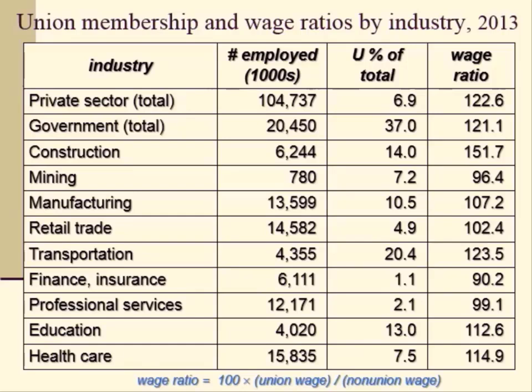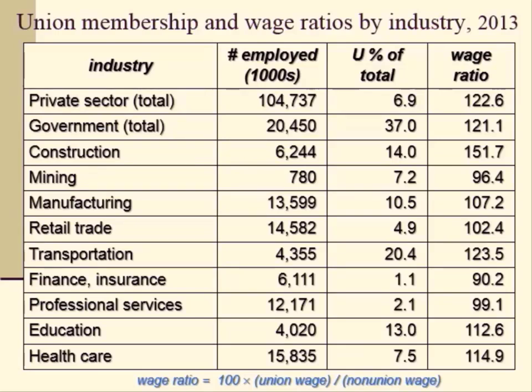For instance, if you look at private sector total, the wage ratio is 122.6. And if you look at the government category, the wage ratio is 121.1. That means if you combine those two, you can say that union workers typically earn more than non-union workers, approximately 22% more on average, because the wage ratio is approximately 122 when you combine those two. Similarly, for example, in transportation, 20.4% of workers are in unions, and on average they earn 23.5% more per week than non-union members in that industry.